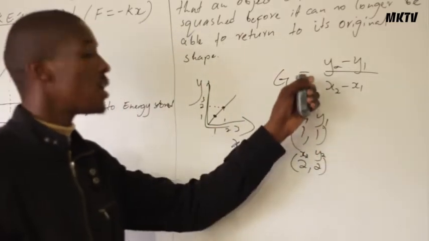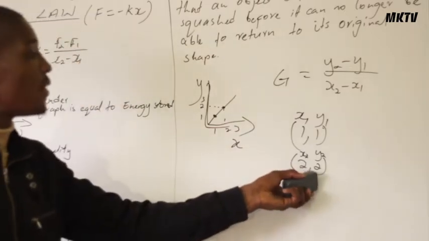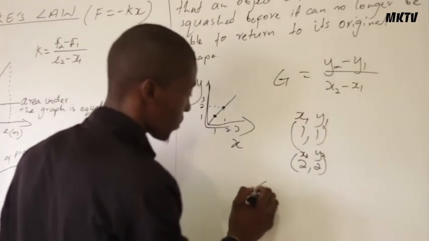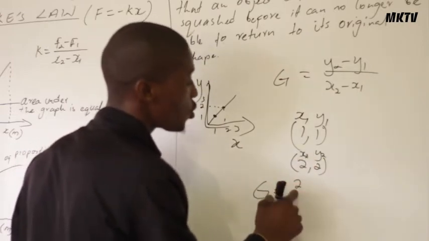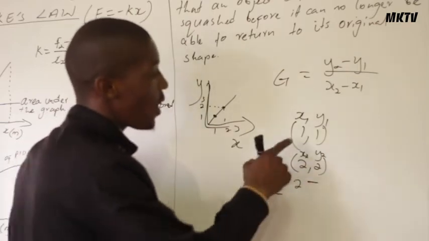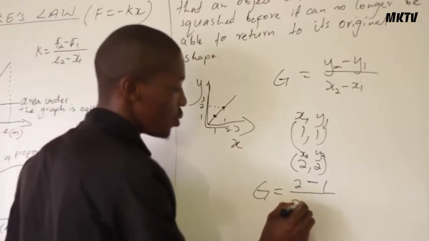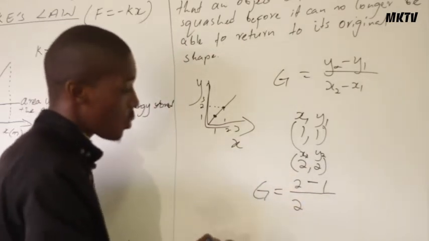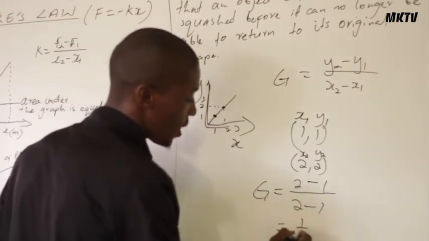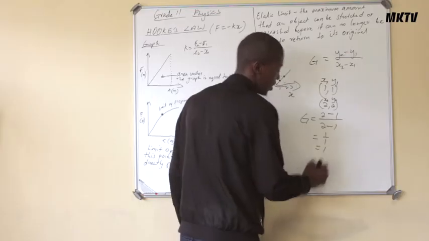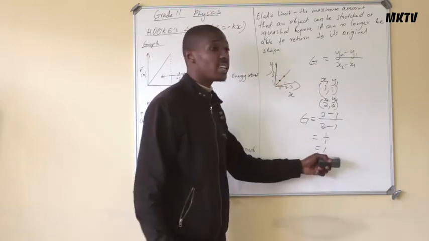Going back to the equation of the gradient, we substitute our values. The gradient g equals y2, which is 2, minus y1, which is 1, over x2, which is 2, minus x1, which is 1. Working out, you get 1 over 1, which is 1. So the steepness of this graph is 1, and that's the gradient.